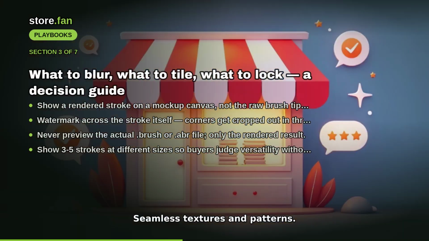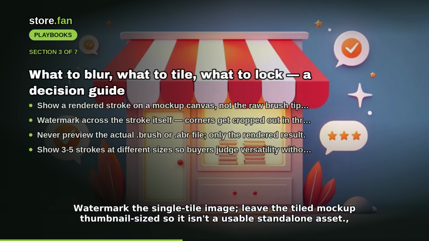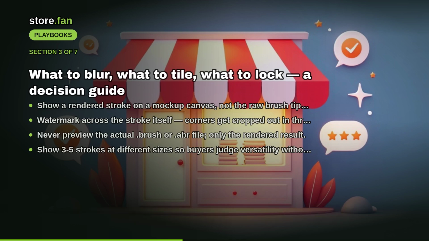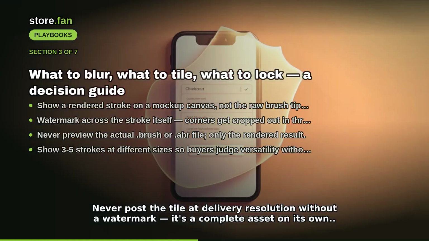Seamless textures and patterns. Show one full tile at true color plus a small 2x2 tiled mockup so buyers can judge the repeat. Watermark the single tile image. Leave the tiled mockup thumbnail-sized so it isn't a usable standalone asset. Never post the tile at delivery resolution without a watermark. It's a complete asset on its own.